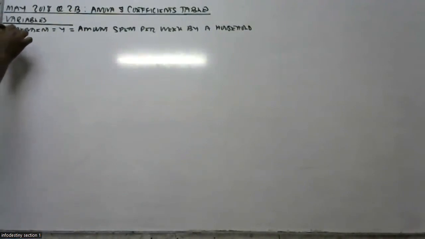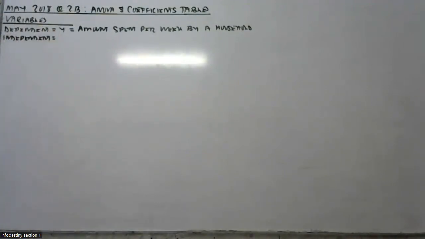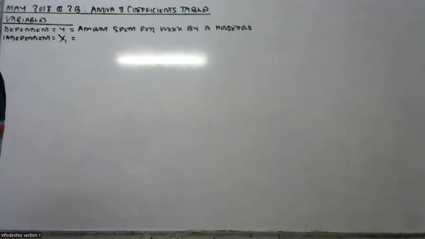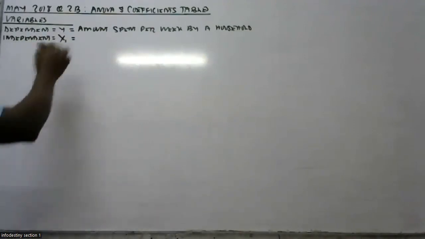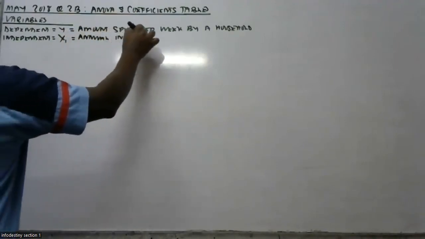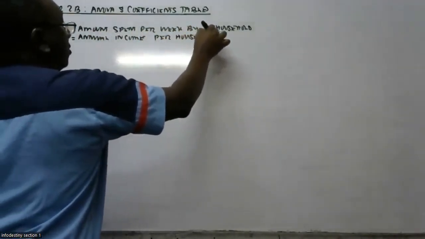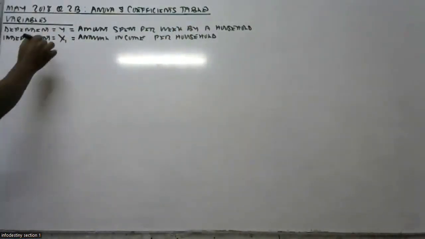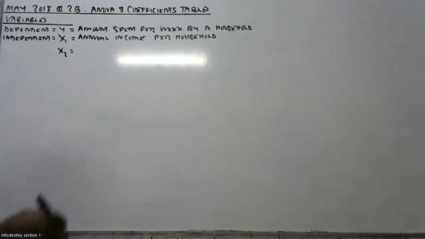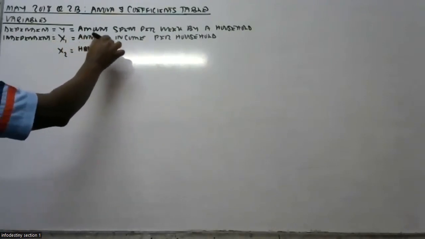Then we have those which we call the independent. And in this question, there are two independent. So there is X1, and the first independent variable is annual income. It's the annual income per household. The second one, X2, because there are two, is household size.